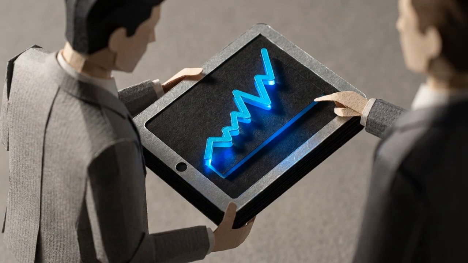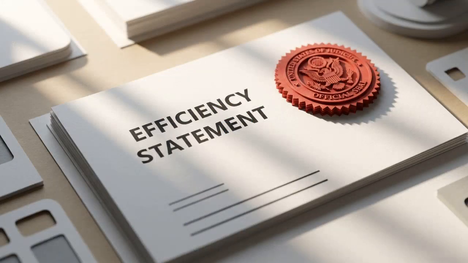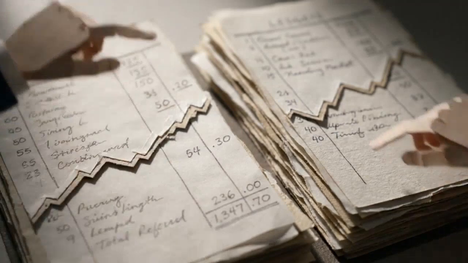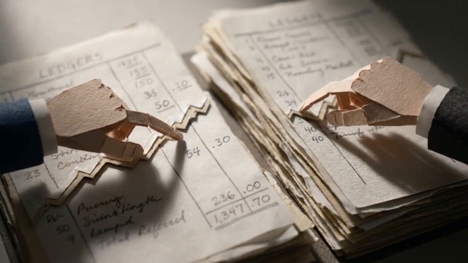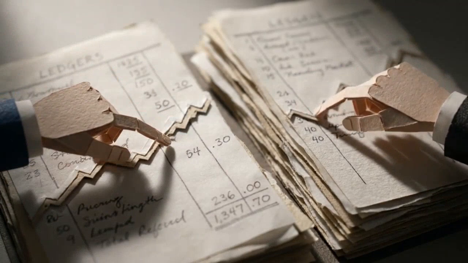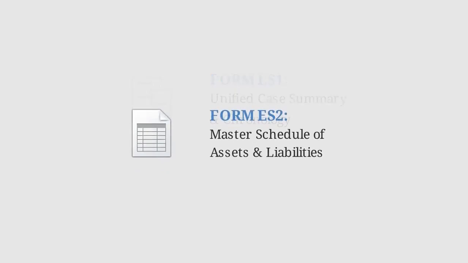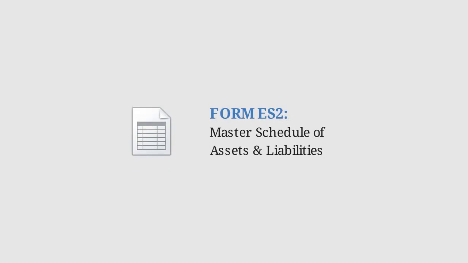In January 2022, the Financial Remedies Court issued an efficiency statement that heavily updated how the FDA is managed. Historically, opposing legal teams wasted court time by submitting separate, conflicting schedules of assets, forcing judges to cross-reference duplicate paperwork. Now, the court mandates the use of joint documents. The first is Form ES1, a single, unified case summary and chronology drafted by both sides. The second is Form ES2, a master schedule of assets and liabilities.